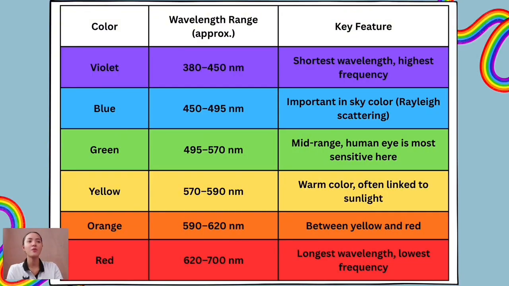Interestingly, our eyes are most sensitive to green light, which is why traffic signals and night vision screens often use green for visibility. These colors together form the foundation of the rainbow that we see after a rain shower.